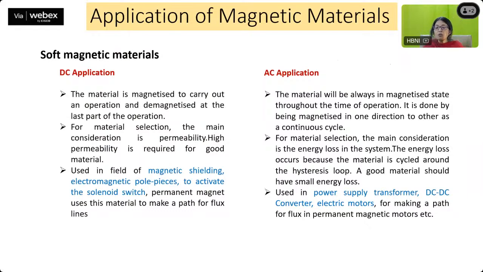Whereas when you talk about AC application, the material will always be in magnetized state throughout the time of operation, and it is done by being magnetized in one direction to another in a continuous cycle. And for material selection, the main consideration is basically the energy loss in the system. The energy loss occurs because the material is cycled around the hysteresis loop. A good material should have a very small energy loss, and this is used in power supply, transformer, DC-AC converter, electric motors for making a path for flux in permanent magnetic motors, etc.